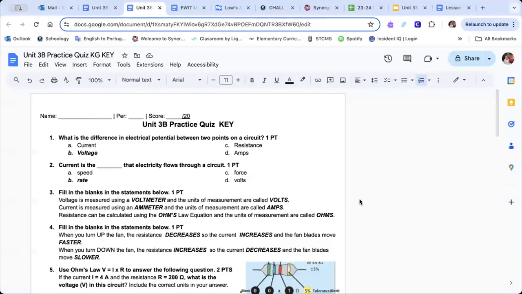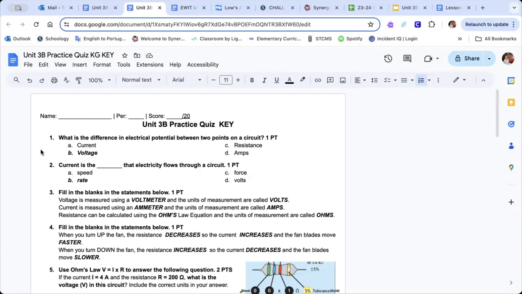Hi, Titans. I want to review the answer key to this practice quiz so that you can check your work. I want you to correct your work while you're watching this, and then I want you to turn your practice quiz into the turn-in bin when you're finished. As you are reviewing this, think about which kinds of things you know, which kinds of things you don't know, and what you might want to add to your note sheet.